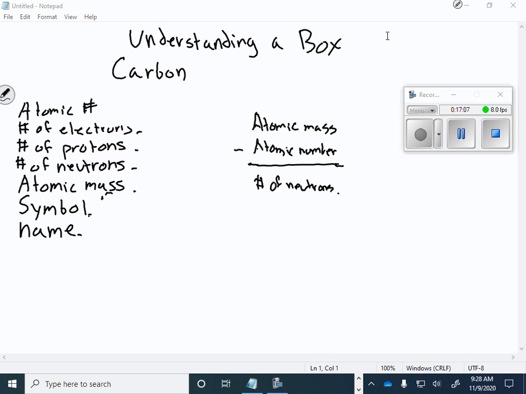So basically, on this box, you just have to remember they give you 4 key pieces of information on your box. You just have to remember what each information is. Okay, the top number is always a what? What is the top number? What does that represent? When I was about to ask what the atomic number is, what were you going to tell me? On carbon?